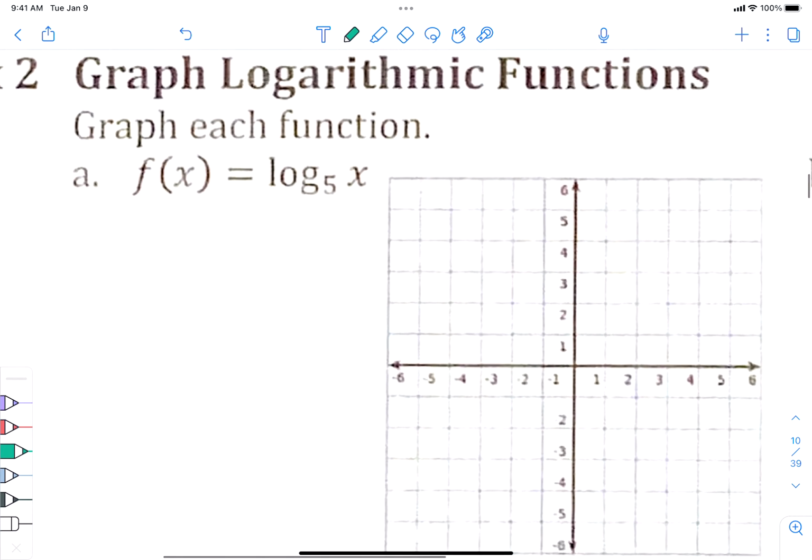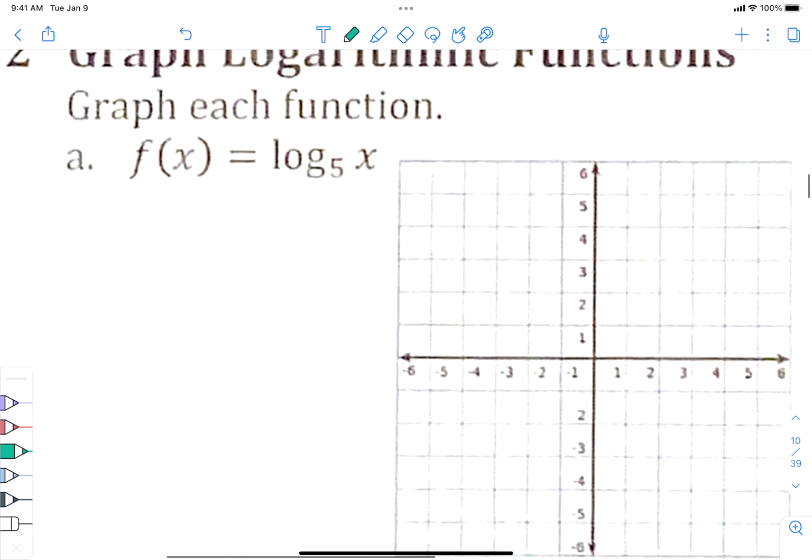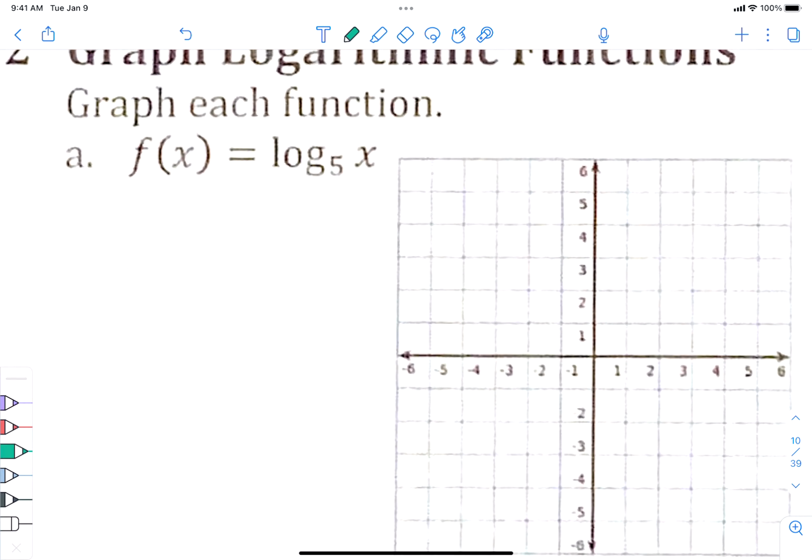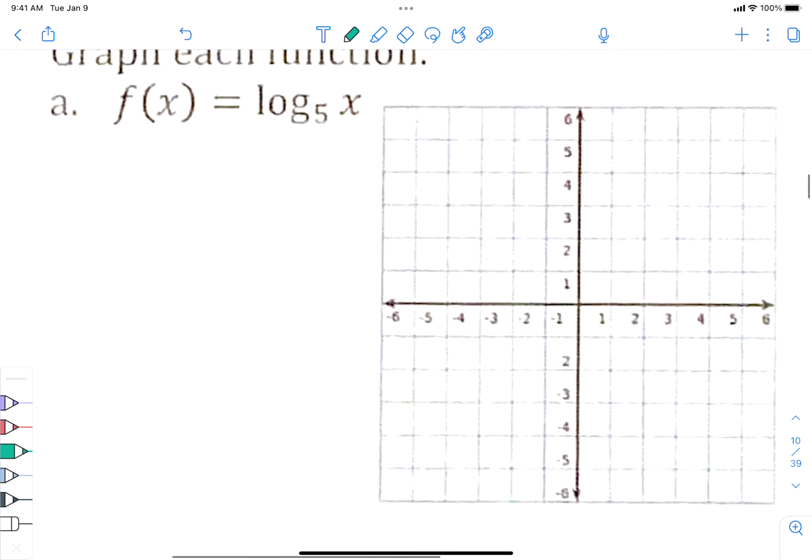So help me go through this, and this is example 2 on the 6.4 notes. You don't need to get this out. You don't need to fill this in, okay? Just help me through this. We are trying to graph log base 5 of x, okay?